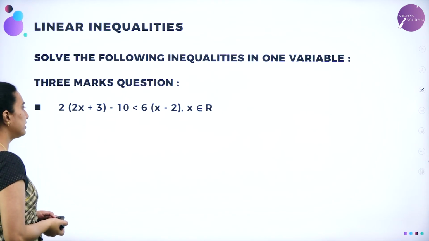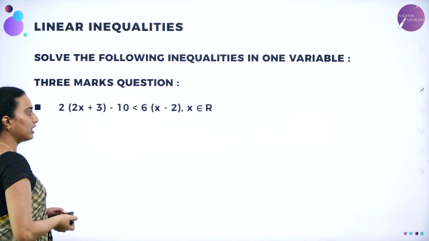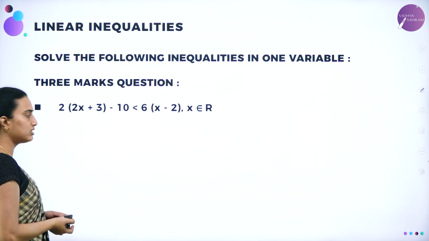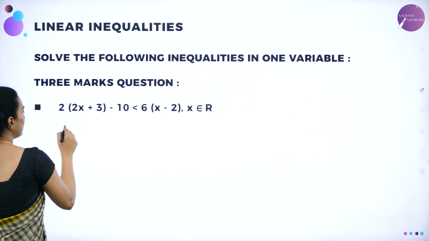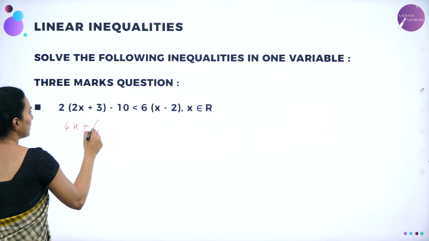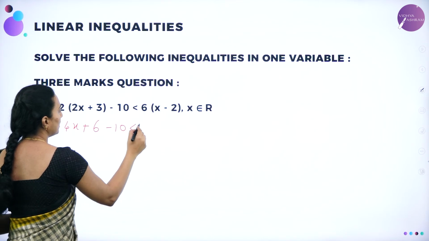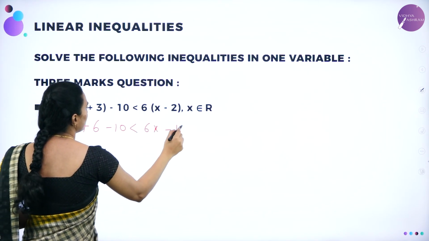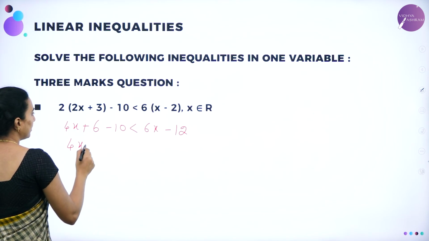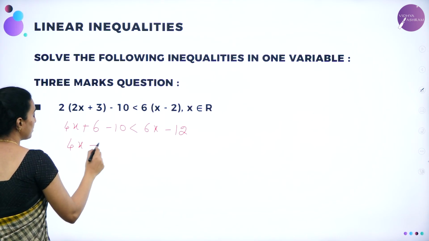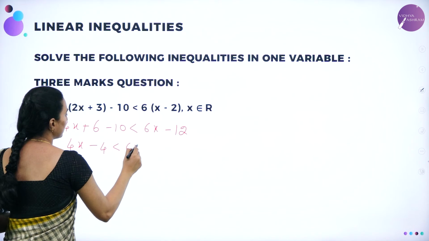2 into 2x plus 3 minus 10 is lesser than 6 into x minus 2. Solve this inequality in one variable. So let us multiply. 2 into 2x is 4x, plus 2 3s are 6, minus 10 is lesser than 6x minus 6 into 2 is 12. Now 4x, 6 minus 10 is, you are going to have minus 4 is lesser than 6x minus 12.